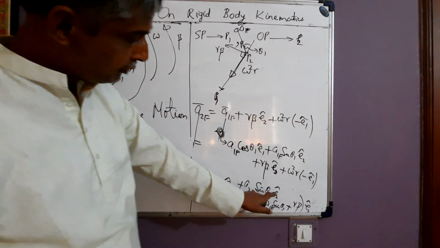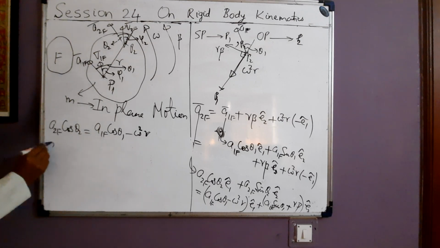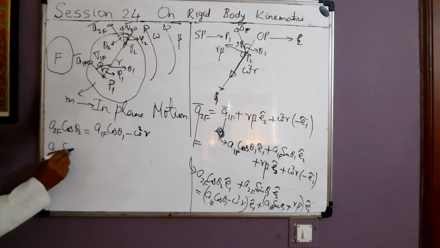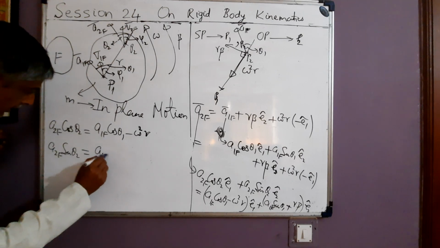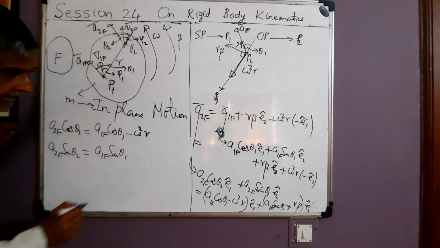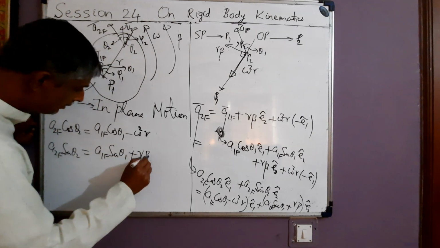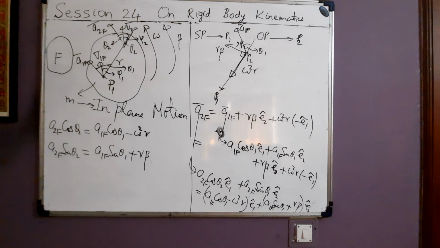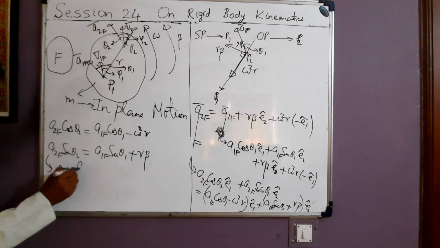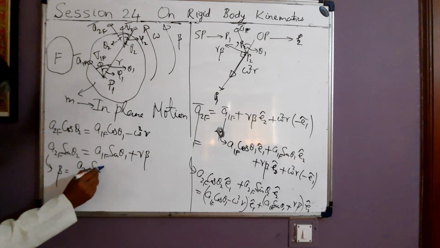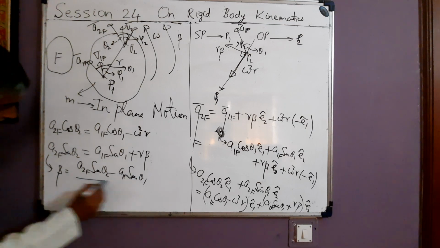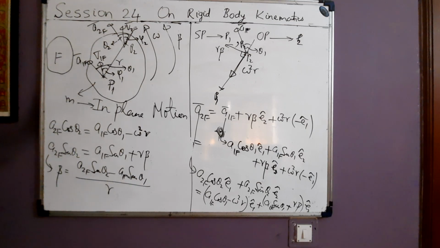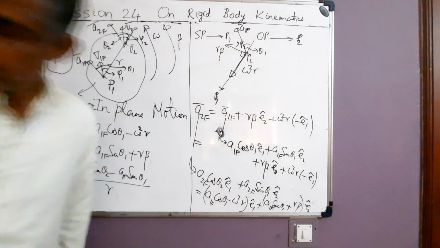And if we equate the coefficients of E2, then A2f sin theta 2 is equal to A1f sin theta 1 plus r beta. Okay. So when simplified, beta is equal to A2f sin theta 2 minus A1f sin theta 1, divided by r.